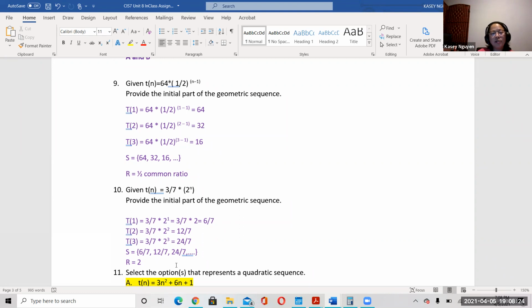Okay, any question with 10? So similar to number 9, right? We just simply use the given equation. We plug in each n value from 1, and then we go 1, 2, 3 for the n value, plug that in, solve for T of n. Then we have a partial sequence. And this one is geometric because we can see that there's a common ratio, which is a value that's being multiplied by each term.